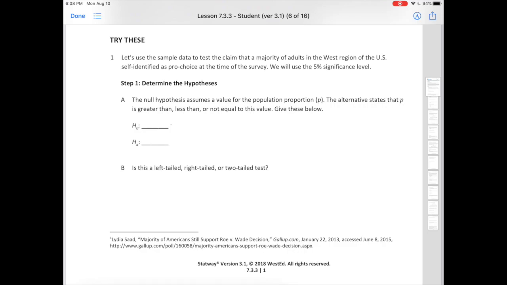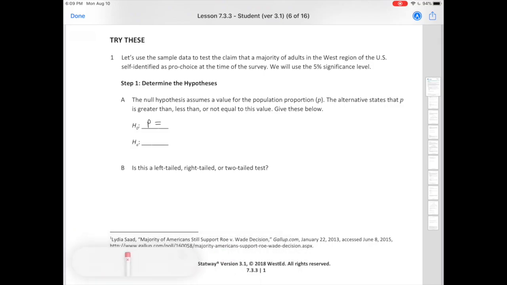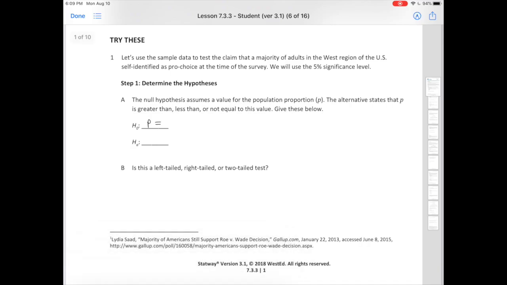Okay, so we always know that for the null hypothesis, P is going to equal something. That's always the null hypothesis. And then the alternative hypothesis, therefore, is always going to be an inequality. It's either going to be greater than, or less than, or not equal to. So what would it be?